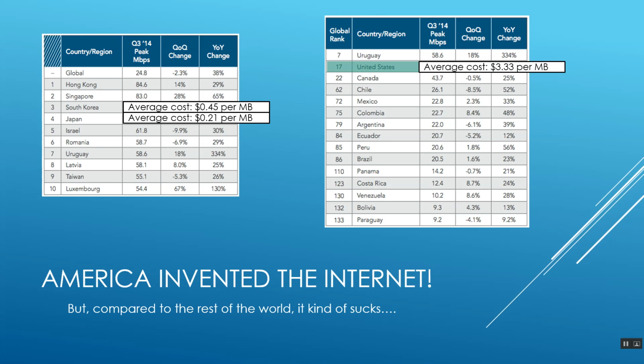Average cost is $3.33 per megabyte. Now, if you notice a difference there, do your math and you can see that it's rather large. There's a huge difference in price and speed. Not only are we one of the slower ones, we're also the most expensive by multiple times over.